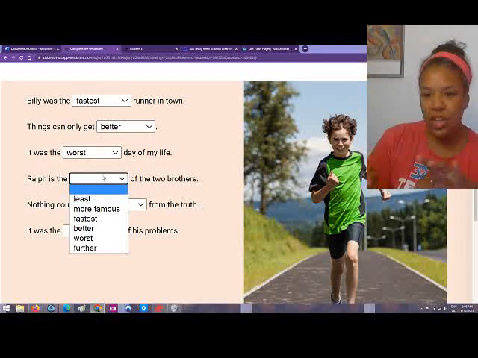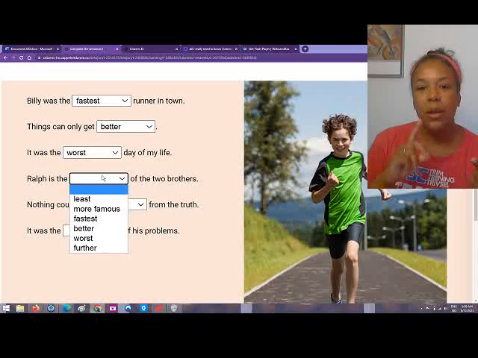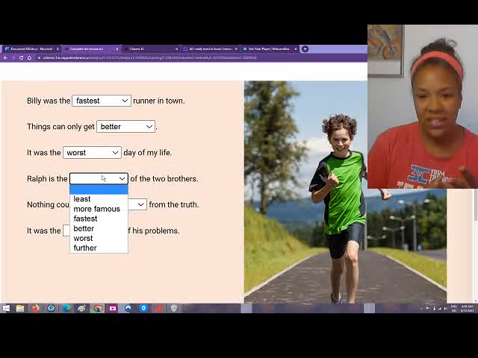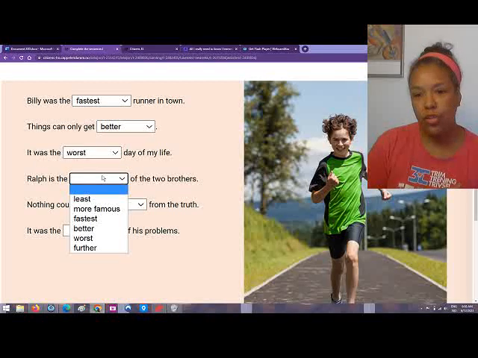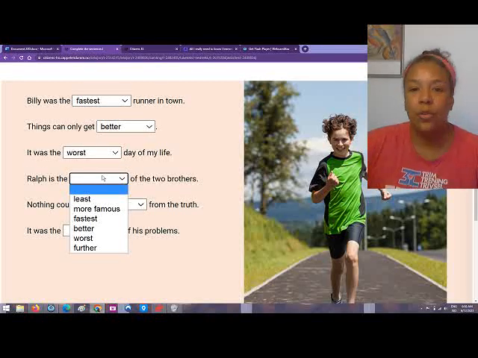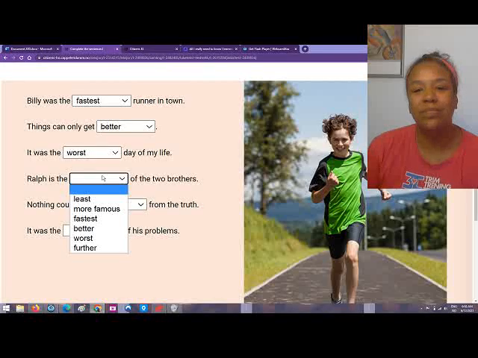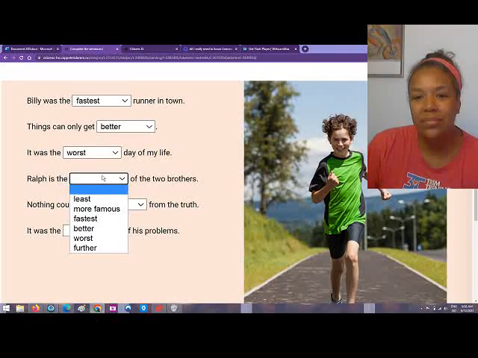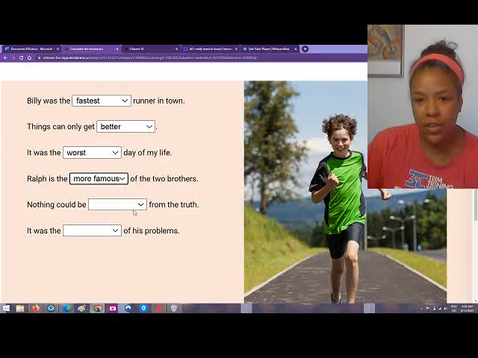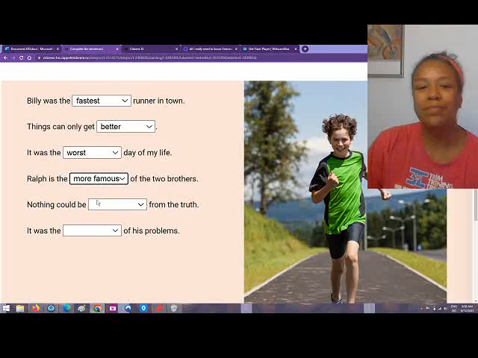Please type in the chat box. Is it least, more famous, fastest, better, worst, or further? You're comparing two brothers. If you wrote more famous, you are right.